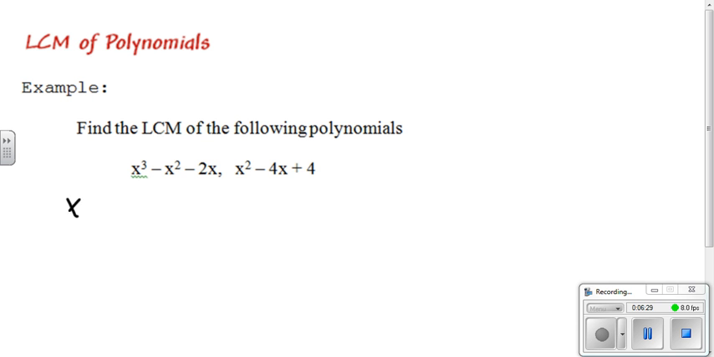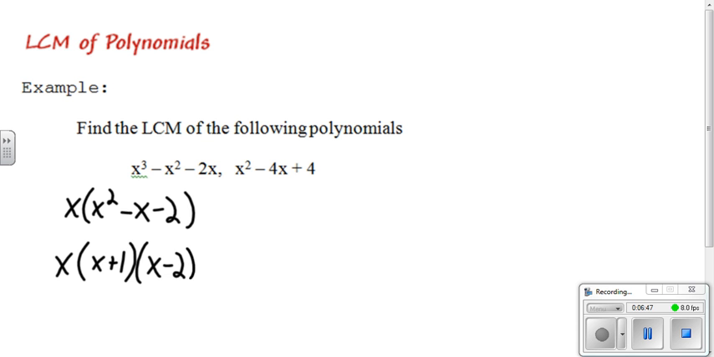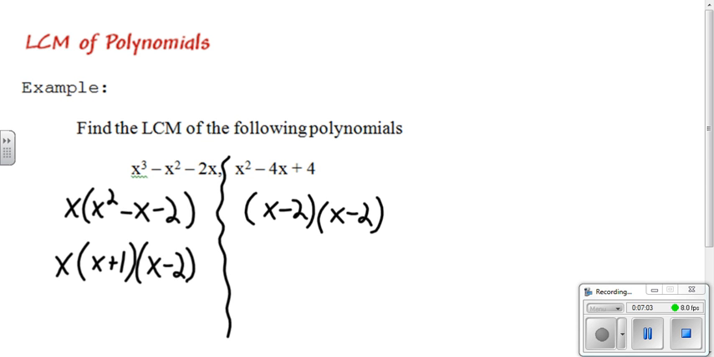So we can take an x out of this piece. So we have x squared minus x minus 2. Now this piece on the inside we can factor, so we'd say it's x times the factors x plus 1, x minus 2. So these are our three factors of this one over here. Okay, now moving over to this one, we can factor this one down into x minus 2, x minus 2, or x minus 2 squared. It might be easier just to write out both factors right away though.